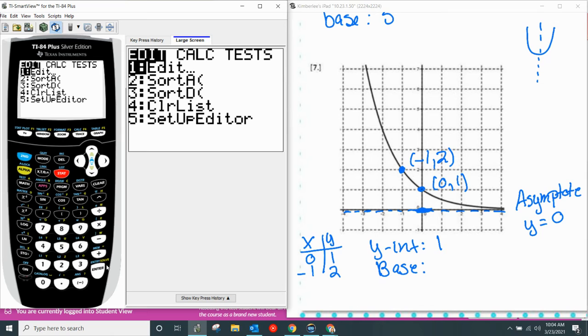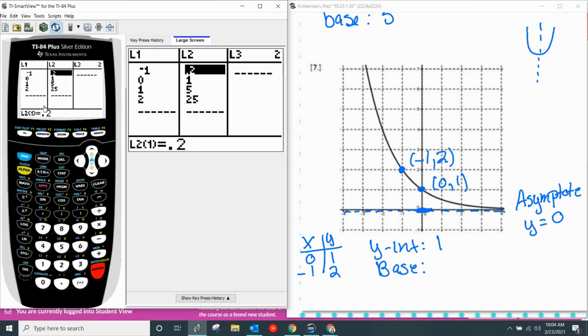Stat, go to edit. Now I'm going to clear these out because I have too many values in here. So I go over, highlight the thing, go down. Okay, so I have 0, and then I have -1, and then my y values are 1 and 2.